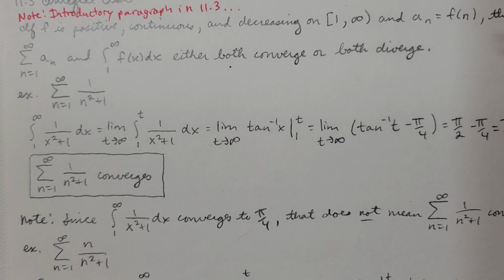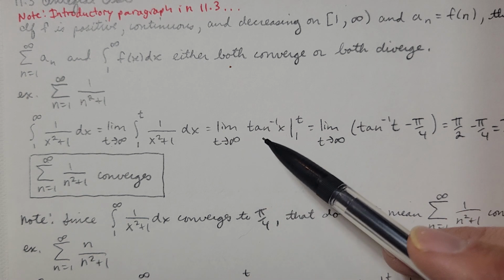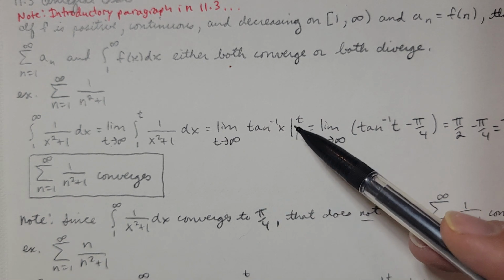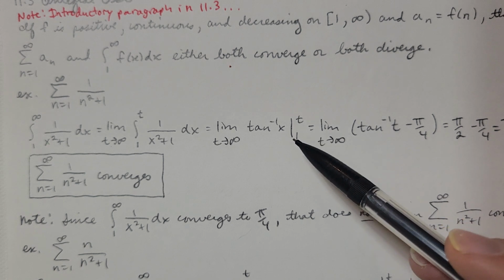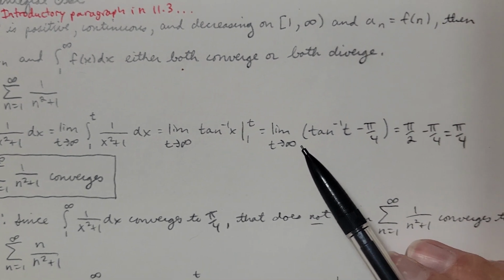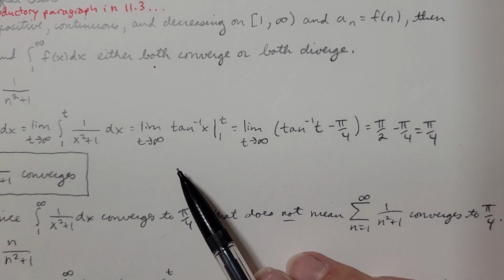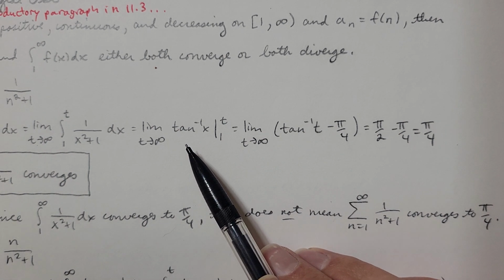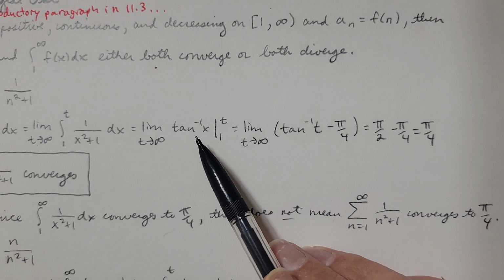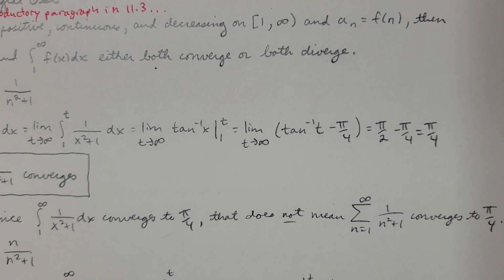Now, that is the antiderivative of tangent inverse. So I'm going to have the limit as t approaches infinity of tangent inverse of x, going from 1 to t, and plug in the bounds there. So I have the limit as t approaches infinity of tangent inverse of t minus the limit as t approaches infinity of tangent inverse of 1. Tangent inverse of 1, well, let's see.